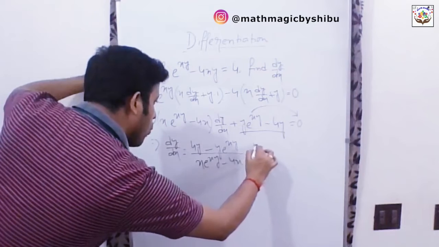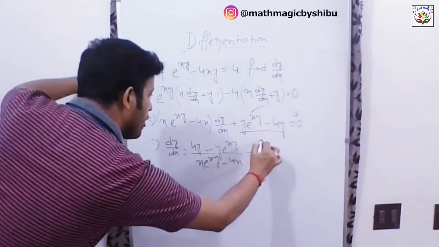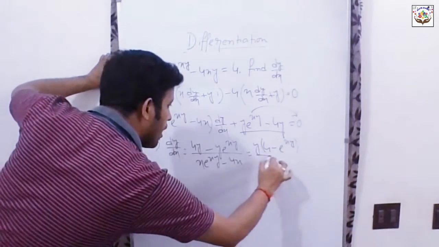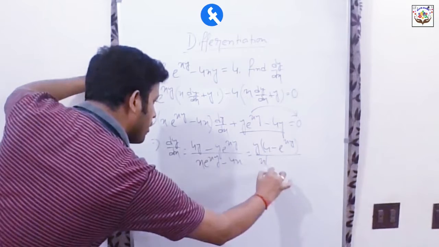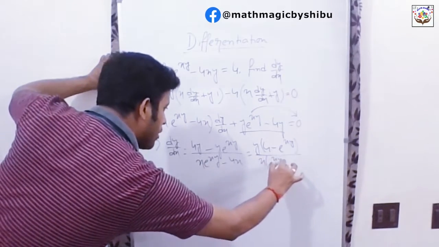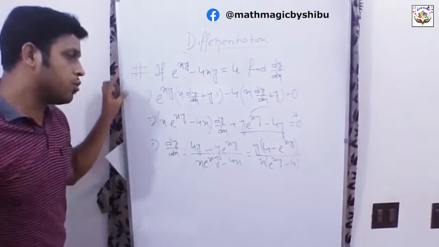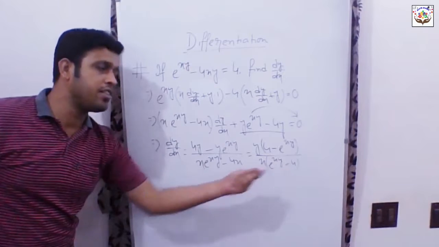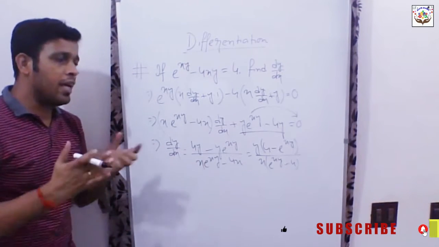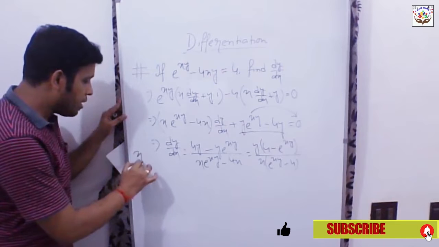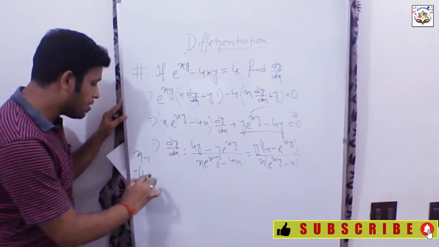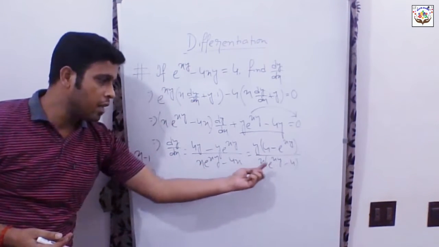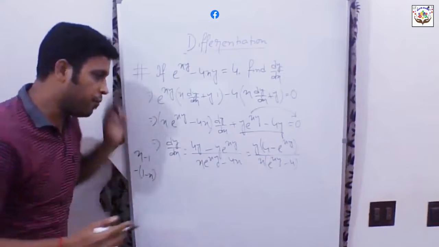So if we take y as common from the numerator, we will have 4 minus e to the power xy, right? And if we take x as common from the denominator, we will have e to the power xy minus 4. So can we write e to the power xy minus 4 as minus of 4 minus e to the power xy? Definitely, as we know, for example, x minus 1 can be written as minus of 1 minus x. So by the same concept, we can write e to the power xy minus 4 as minus of 4 minus e to the power xy.